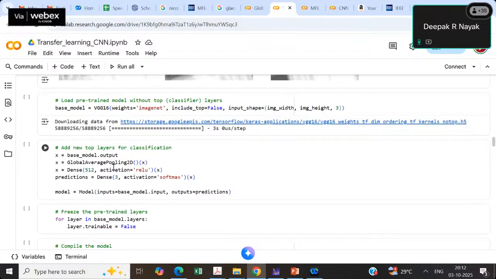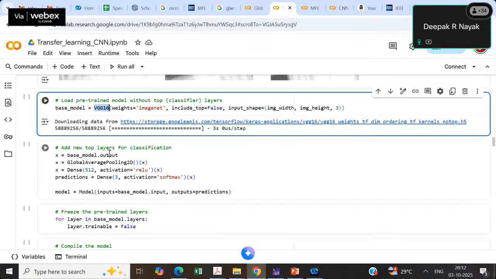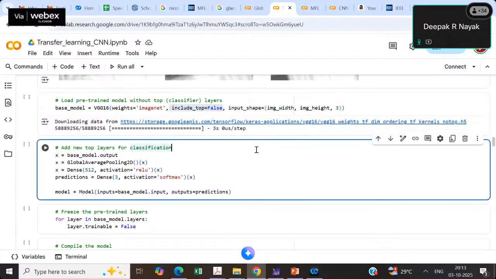What is the main code? You need to first load the pre-trained model. In this case, we have loaded the VGG16 model, and the weights are from ImageNet. You know that VGGNet was trained on the ImageNet dataset. Here we have also mentioned include top equal to false, and the input shape should be this. You need to decide what the input shape should be. Include top equal to false means we are removing the top layers, the top fully connected layer, because it contains 1,000 neurons.